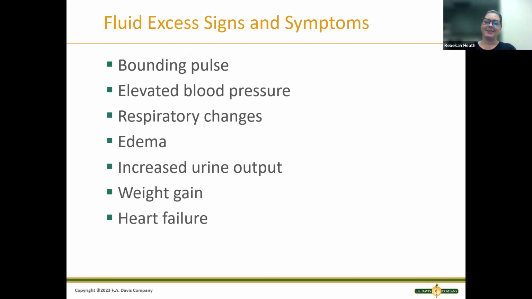So signs and symptoms. This is going to be pretty much the opposite of what we saw with fluid hypovolemia or fluid deficit. They're going to have a bounding pulse, elevated pressure. Like we talked about, the heart is that pump and it's sending blood or fluid out through all those tubes. There's so much in there that pressure is building up. They might have some respiratory changes, edema or swelling. They're going to have increased urine output as long as they have functioning kidneys. The kidneys are going to be trying to get rid of more fluid. They're probably going to have some weight gain and eventually might develop some heart failure.